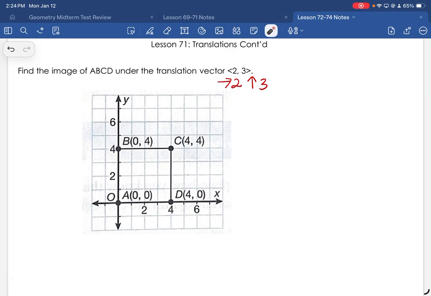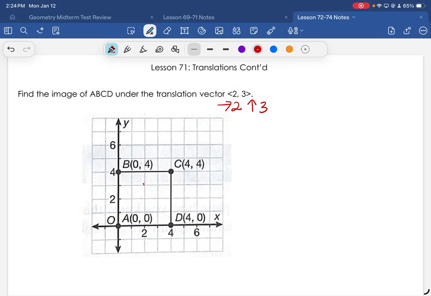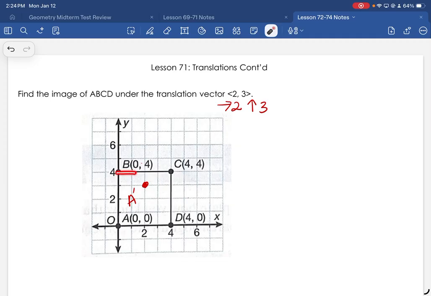All right, Logan, will you tell me where A prime is located? 2, 3. I agree. Kellen, where's B prime? 3, 6. Let's see. Did you go over 2 and up 3? We should have landed right here, which is 2, 7. So double check that.